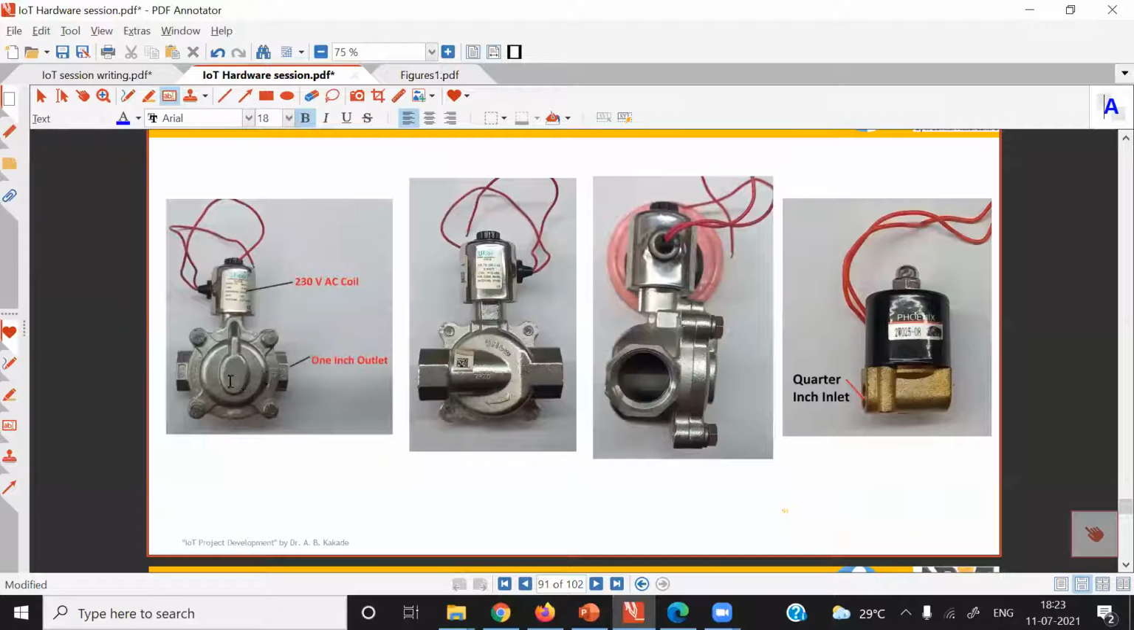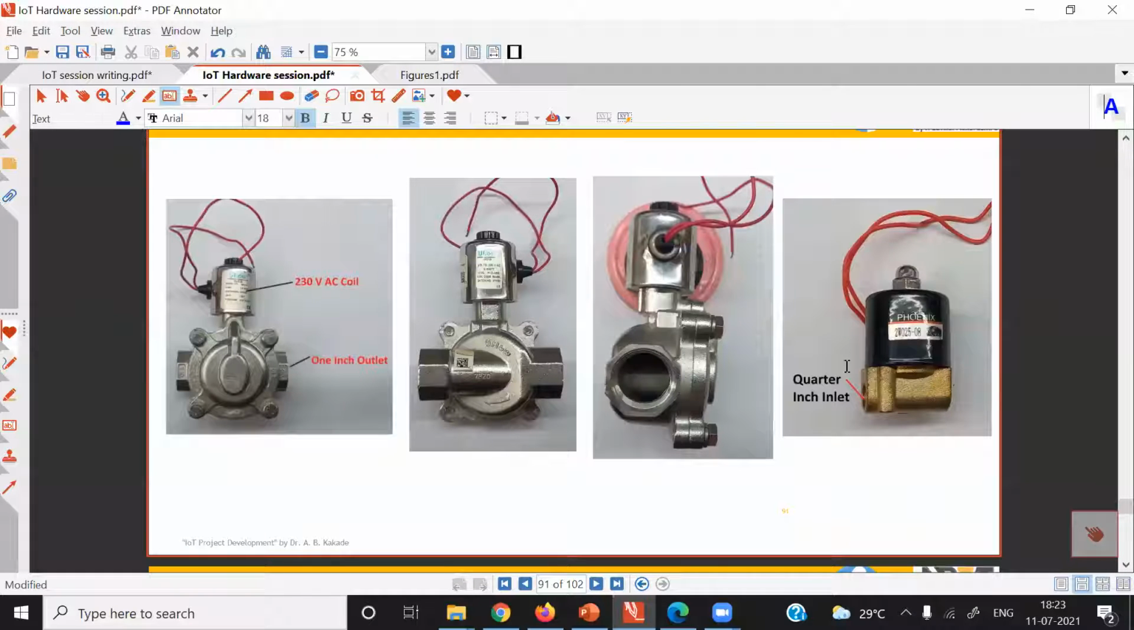The solenoidal valve shown in this figure has a 1-inch outlet. It has an input side and an output side. There is a direction given on this valve. Depending upon the diameter of the outlet or inlet, this solenoidal valve has a specific cost.